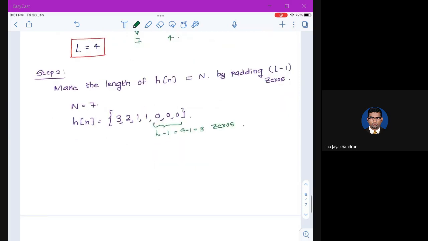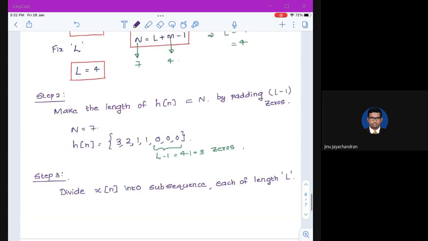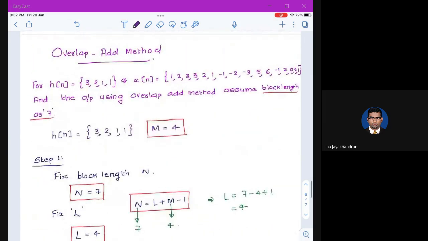Okay. Now, step 3. Divide x of n into sub-blocks or subsequences, each of length L. So you see x of n is a very lengthy sequence here. And we need to divide this into subsequences.